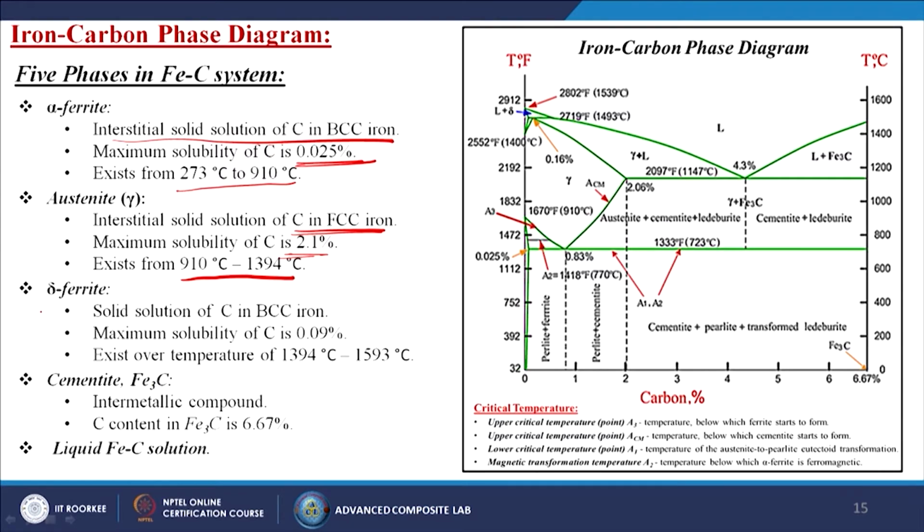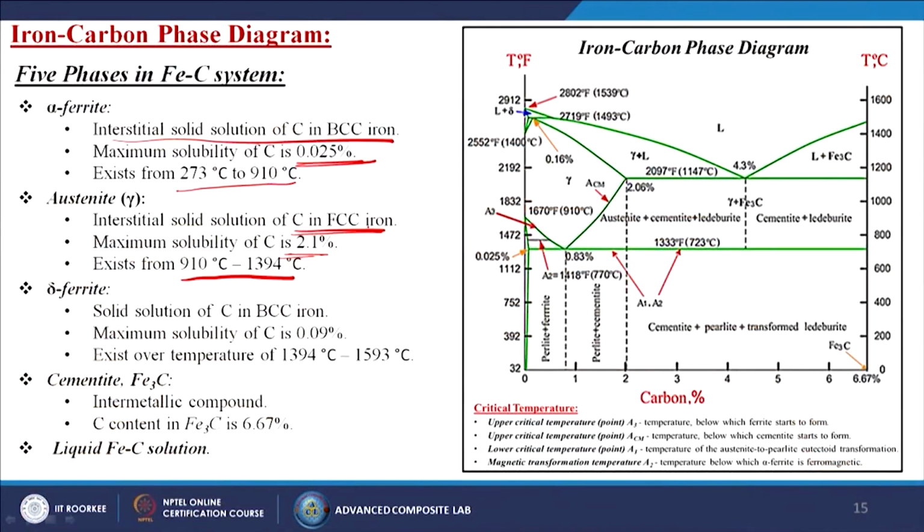Then we have the delta ferrite, solid solution of C in BCC iron. See, as we change the temperature, the solubility of carbon is changing and also the phase of the material is changing. First it was C in BCC, then C in FCC, and then C in BCC again. Maximum solubility of C is 0.09%, it has been reduced. It exists over the temperature range of 1394 degrees centigrade to 1593 degrees centigrade.